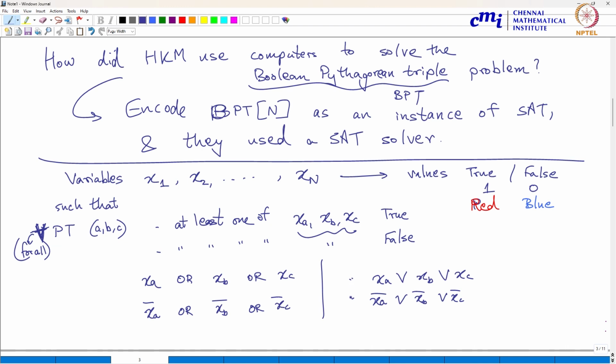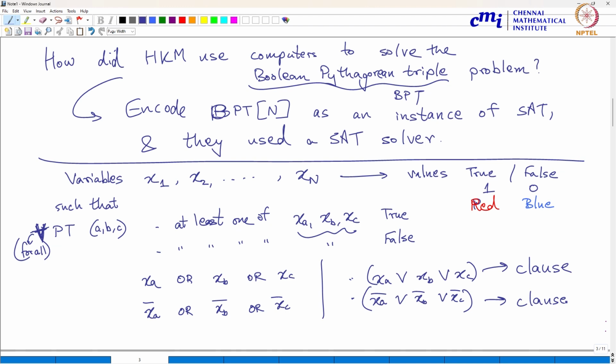And both these constraints look like this. They have exactly three variables in them. Either all three variables are positive or all three variables are negative, and you're just putting them together in an OR. So when we put together variables like this in an OR, this is exactly what we call a clause. This is also something that you have seen. This is one clause, this is another clause. Every Pythagorean triple is giving rise to two clauses.